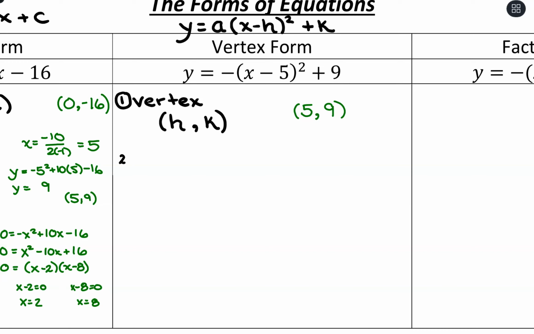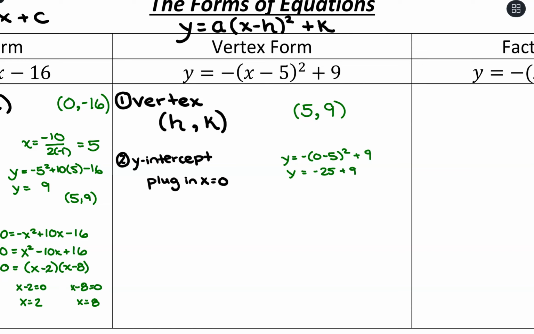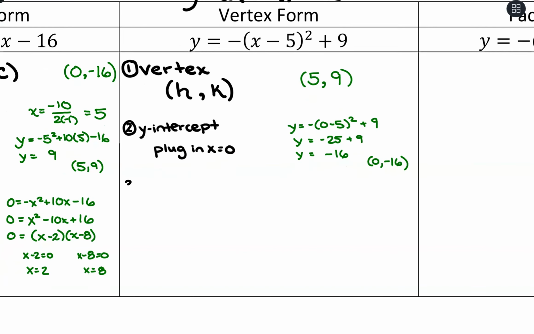Next up, we could do the y-intercept. With that, we just plug in x equals 0. So I would go y equals negative (0 minus 5) squared plus 9. That's negative 25 plus 9, so negative 16. So that gives me the coordinate (0, negative 16). Next up, we will have our x-intercepts.